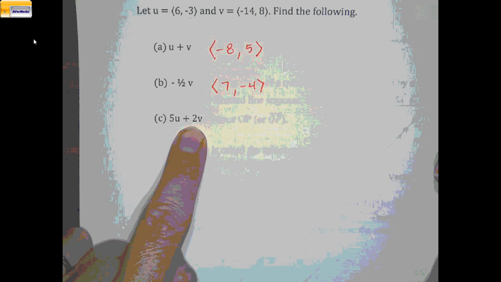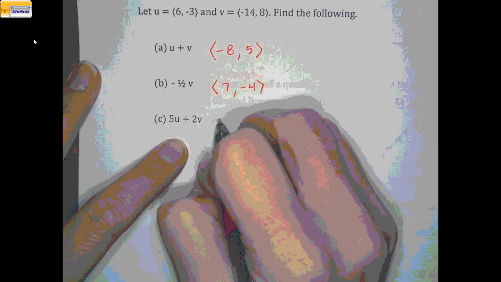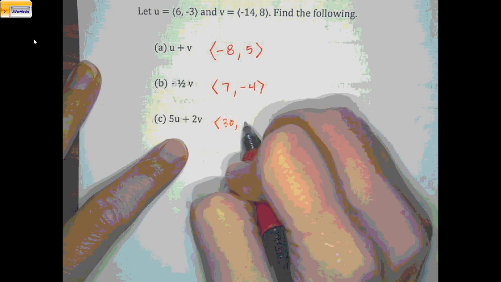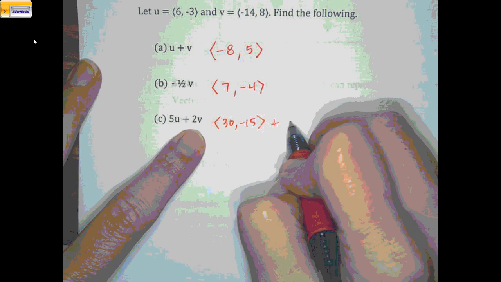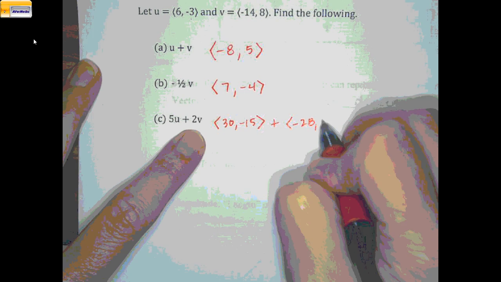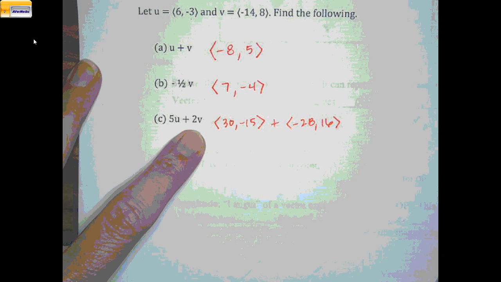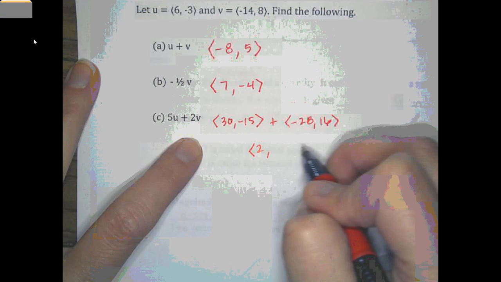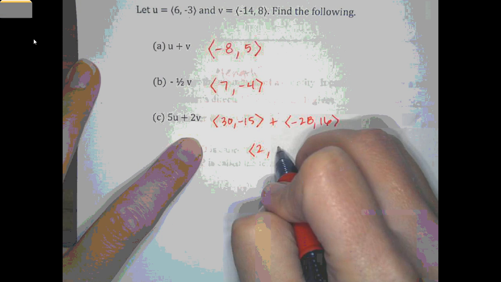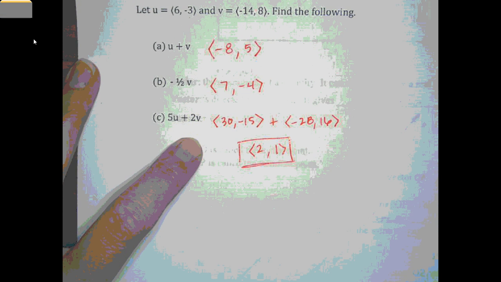Last one is 2 steps. 5 times vector u plus 2 times vector v. So you have to do the multiplication first and then you add them together, just like normal order of operations. So 5 times u is going to give us 30 comma negative 15 plus 2 times v is going to get us negative 28 comma 16. And now you add them together so that you get vector 2 comma 1. Don't forget your pointy parentheses.